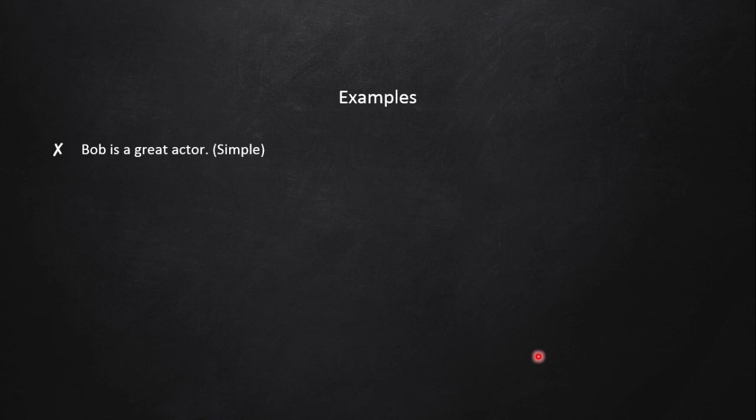Bob is a great actor is a simple sentence because it has one subject and one verb. The subject is Bob and then the verb is. A great actor is not an object. A great actor is subject complement. But the point is one subject plus one verb. Bob is subject, is the verb.